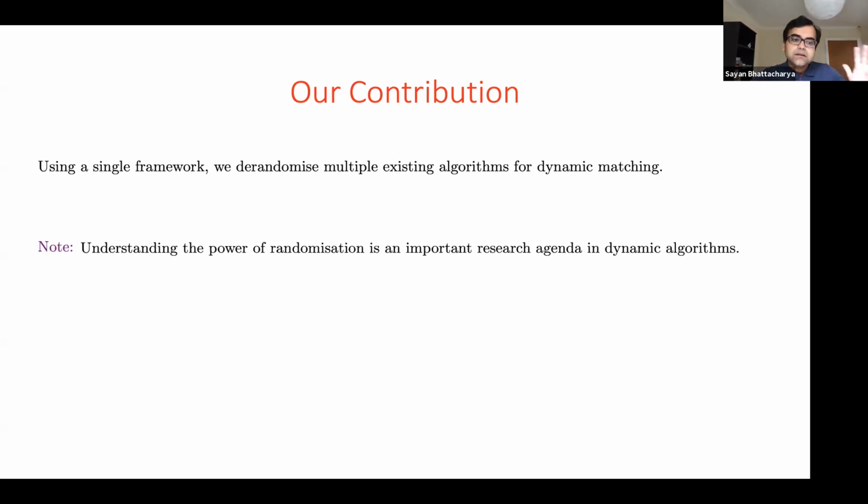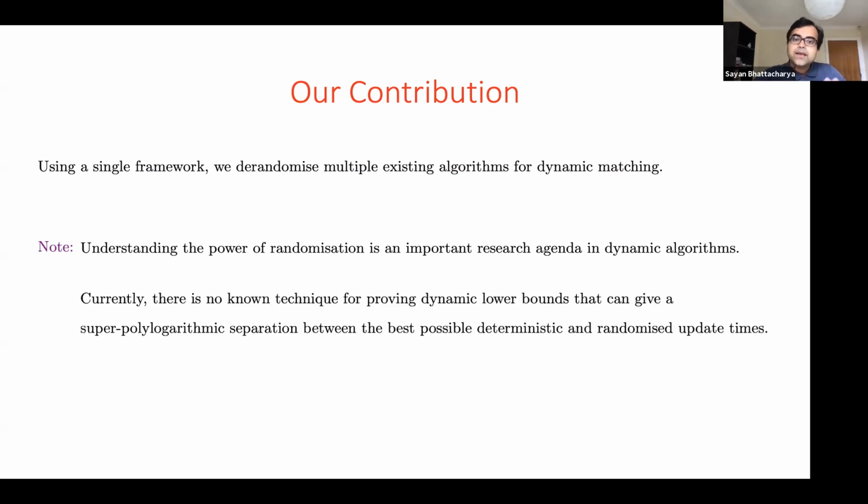And it is important to note here that de-randomization in itself is an important research agenda in dynamic algorithms. This applies to many different dynamic problems, and especially because we currently don't know of any technique for dynamic lower bounds that can give us a super polylog separation between deterministic and randomized update times. And this is in sharp contrast to some other areas like online algorithms, where it is very well understood that for many problems, if you don't use randomization, you are going to get a significant hit.